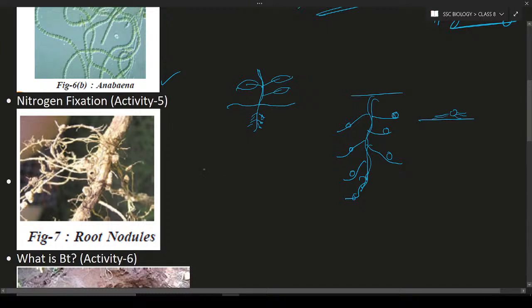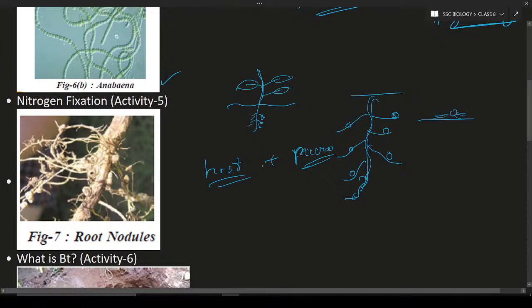Here the host plus the bacteria, or other microorganism, both are being benefited. So the host and the parasite both are getting benefited. That is known as symbiosis. If the two partners are benefited, that is known as symbiosis.